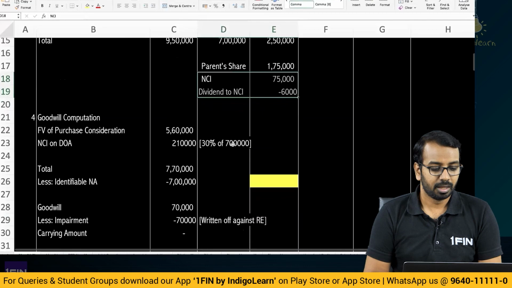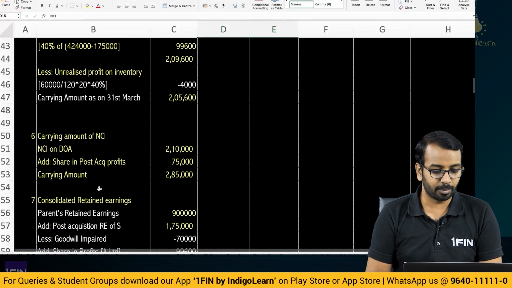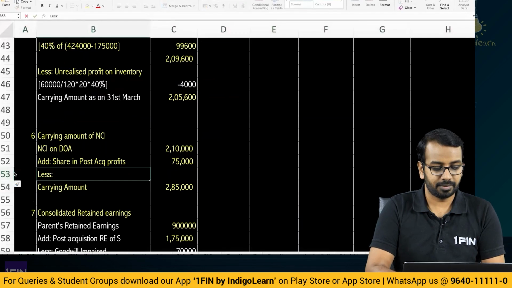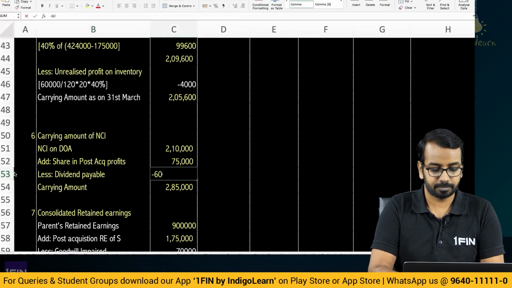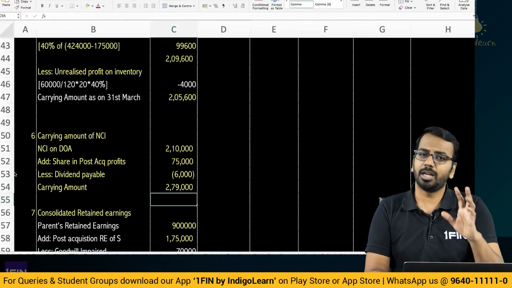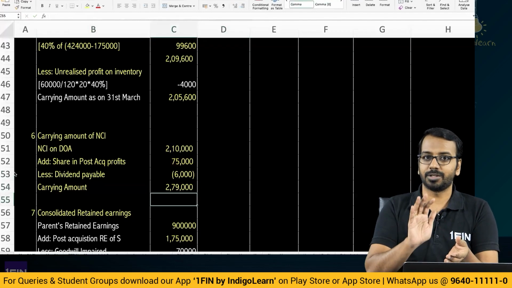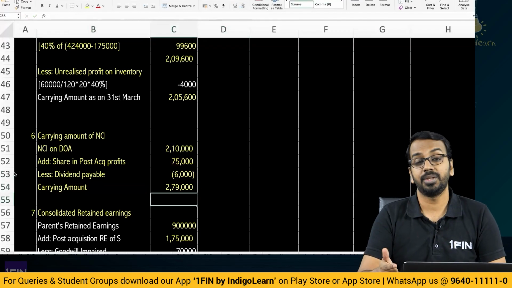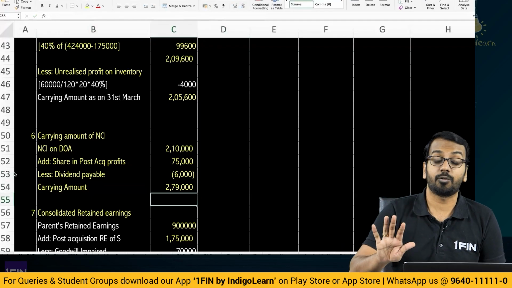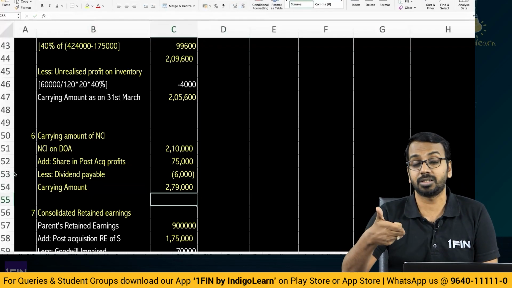Okay, so now coming to the carrying amount of NCI. So here what you will do, you will say less dividend payable 6,000. Sir, what if dividend is already paid? Then also the same treatment, we have to reduce it from this. Okay, indirectly if you see, if this entry was already accounted for, then there is no need to make this adjustment.